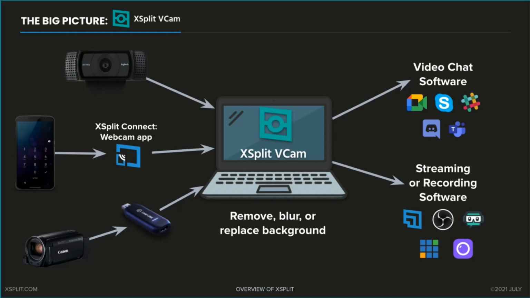Here's a big picture on how it works. If you have a camera device like your webcam or your mobile phone, or say a camcorder through a capture card, you can add that onto XSplit VCam on your PC or Mac computer. Then on other software like on Google Meet, on Zoom, etc., you can select VCam as the camera source, and all the effects that you've added will be included.